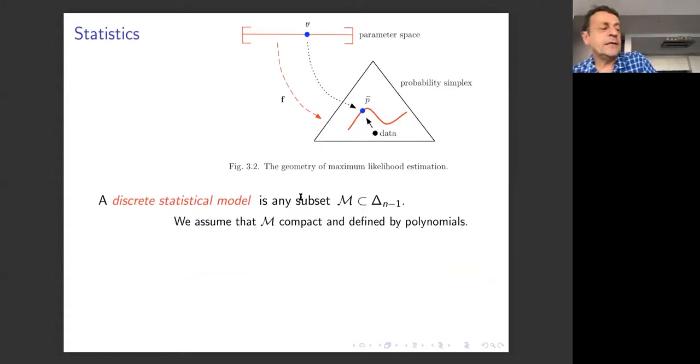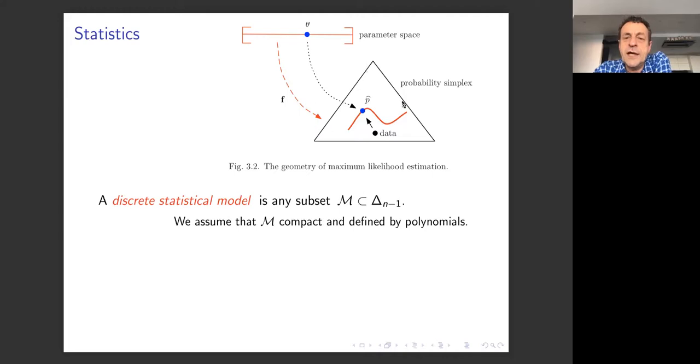Now, the other ingredient in the title was independence model. So independence model refers to a statistical model. Here's a cartoon that illustrates the geometry of maximum likelihood estimation for discrete statistical models. This cartoon is from an old book I was involved in called Algebraic Statistics for Computational Biology.